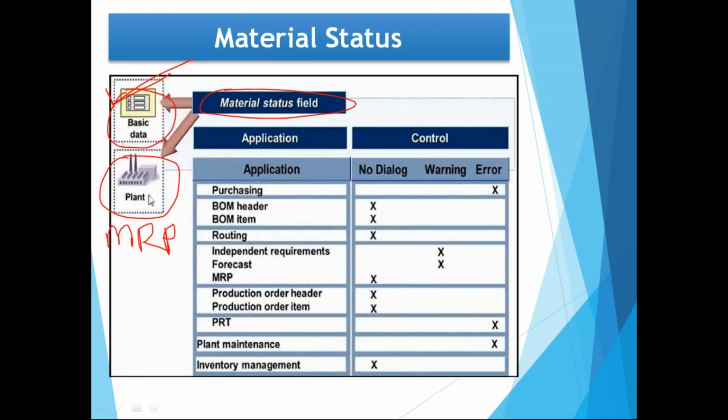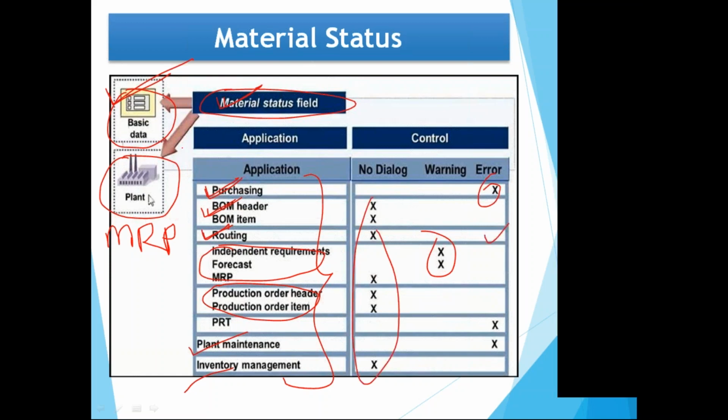I will show you this. So what controls will you be doing? One is purchasing control you can have, BOM maintenance, routing maintenance, planning, execution, plan maintenance, inventory management. All these application controls you can control using this material status. Here, what type of messages you want, whether you want to get an error, warning, or only a dialog message, you will control using this material status. Okay, now where you will maintain this basically.